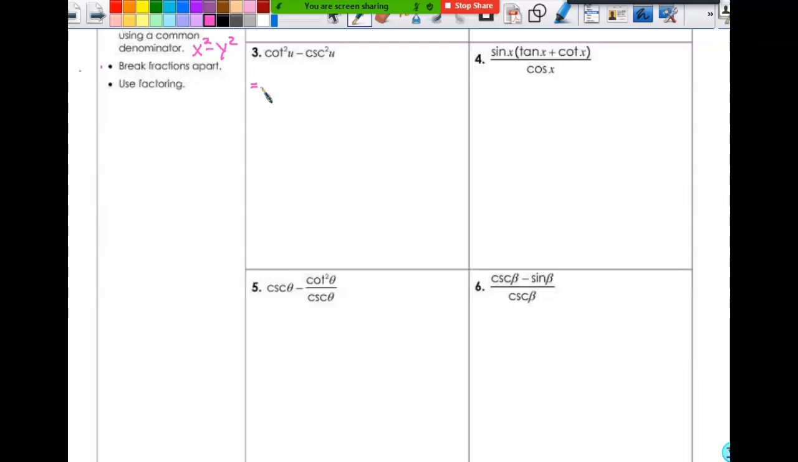So if tangent is sine over cosine, then cotangent is cosine over sine. So this is going to be cosine squared over sine squared minus, and then cosecant squared is going to be 1 over sine squared. So now I have two fractions. I already have a common denominator. So I'm going to put that together, and it's going to give me cosine squared u minus 1 over sine squared u.